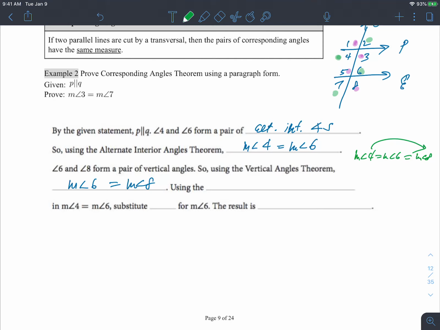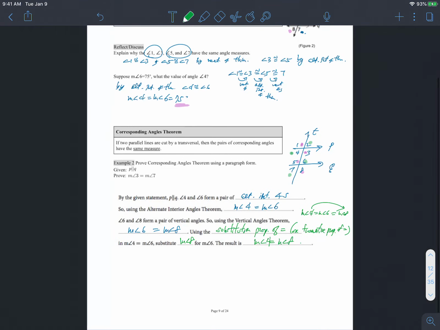Okay. So using the substitution property of equality, or you could say transitive property of equality, in 4 and 6, we substitute the measure of angle 8 for 6, and the result is that the measure of 4 is equal to the measure of angle 8. That's it, guys. That's how we prove it.